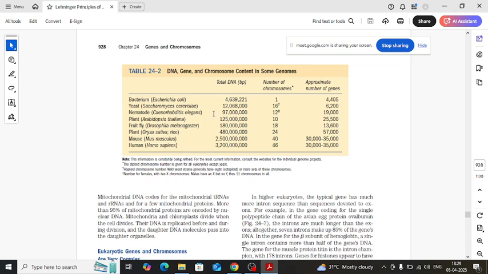In the plant section, Arabidopsis thaliana has 10 chromosomes. Fruit fly has 18 chromosomes. Oryza sativa, the rice plant, has 24 chromosomes. If we come to the mammals, then Mus musculus, which is the mouse, has 40 chromosomes, and we humans have 46 chromosomes.